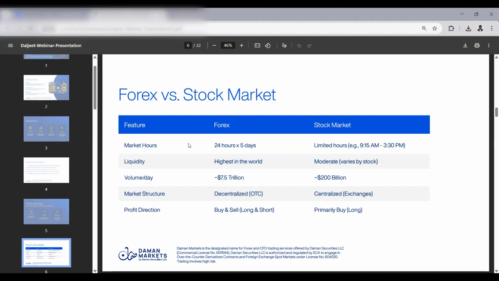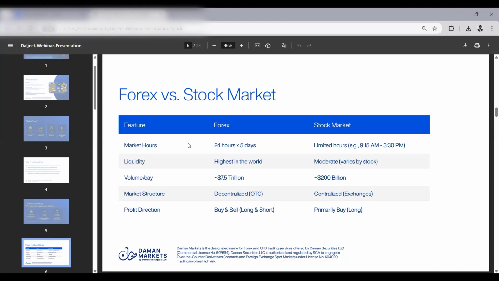Liquidity, as I already told, is the highest in the world in forex, whereas in stocks there is always a moderate liquidity, because there are n number of stocks. In currencies there are limited pairs, so the highest amount of liquidity throughout the world is available.